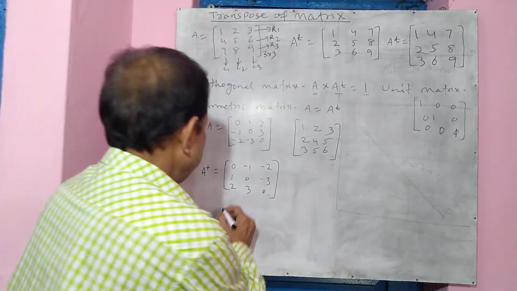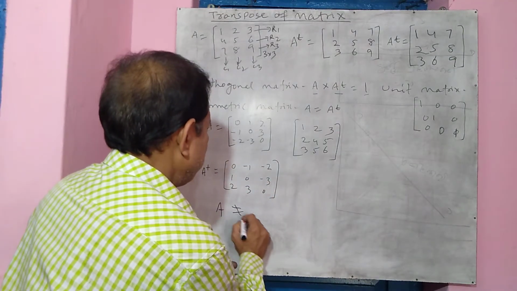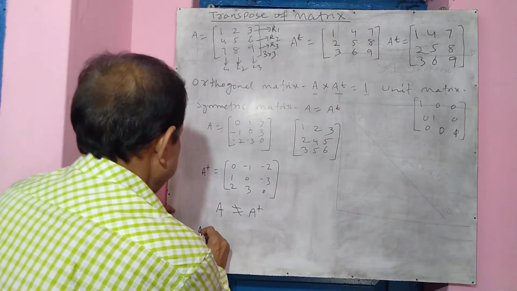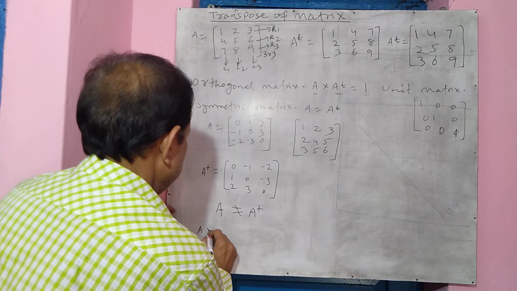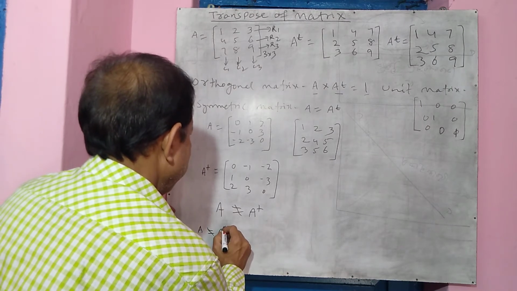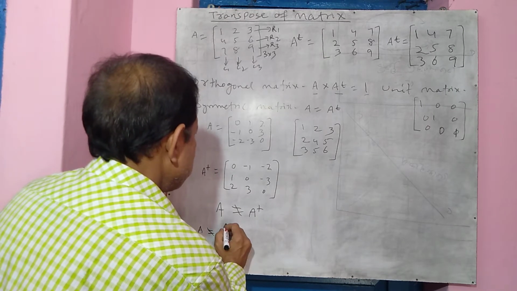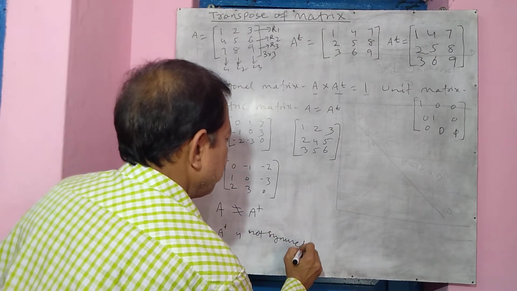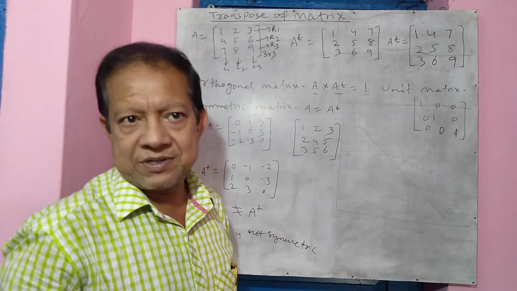So here A is not equal to AT. Here matrix A is not equal to A dash or AT, so it is not symmetric. This is not a symmetric matrix.